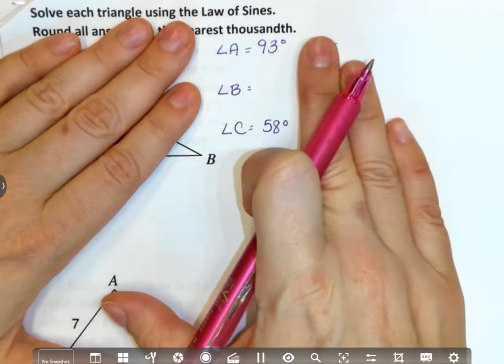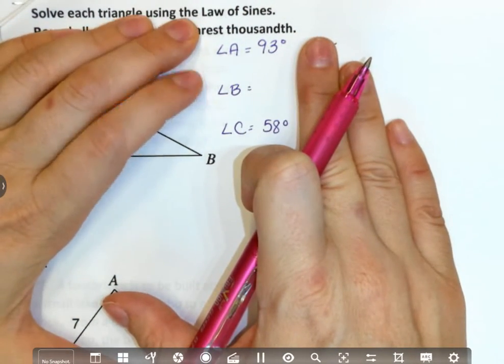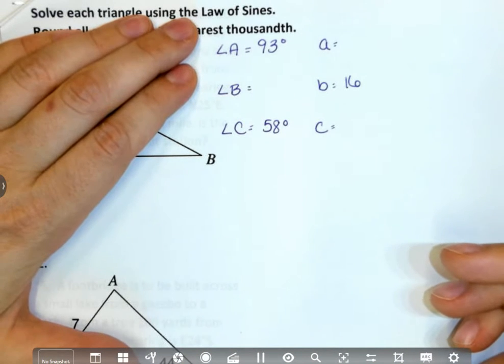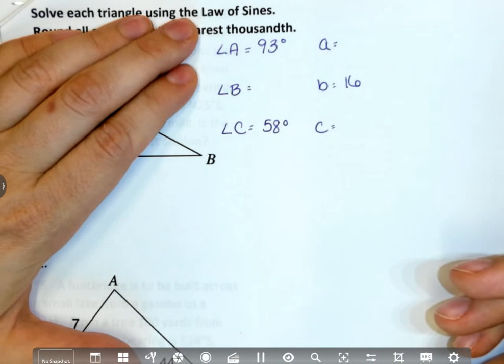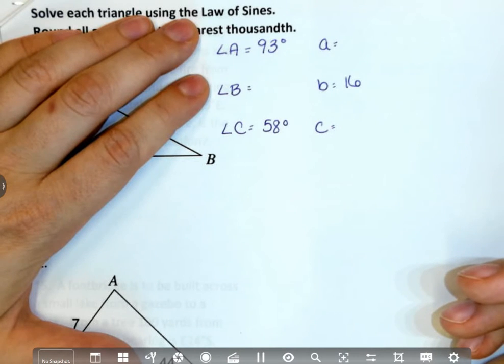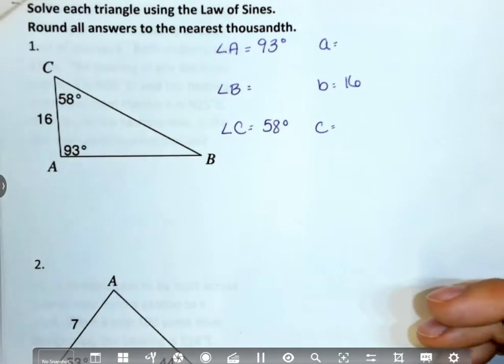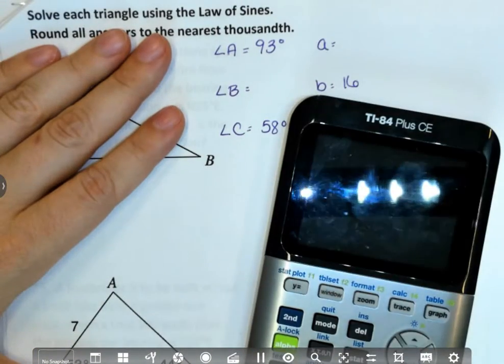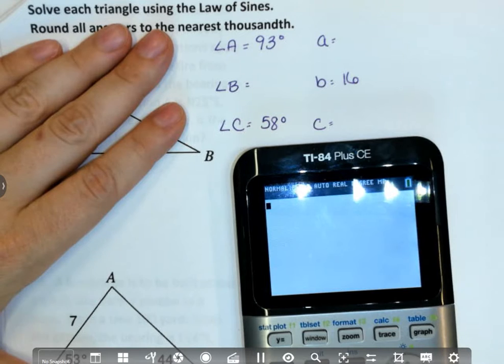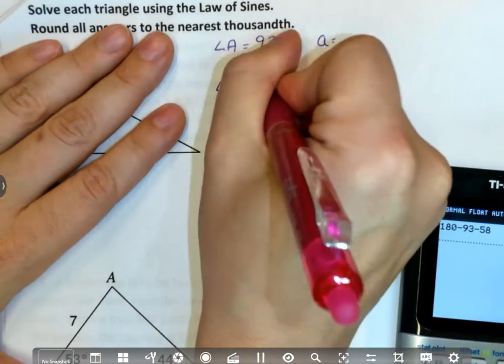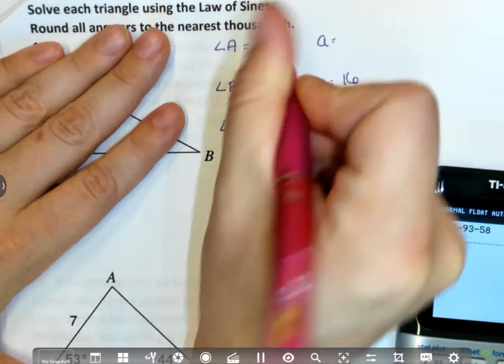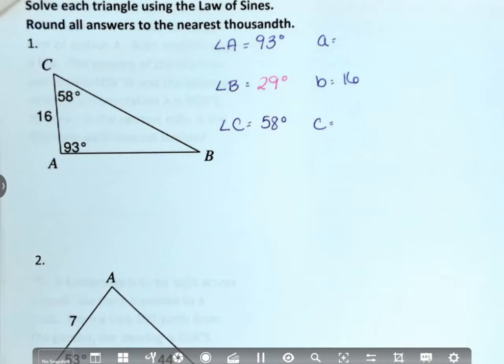Given 2 angles of a triangle, how can I find the third? Just subtract from 180. So I'm just going to take my calculator because I don't want to do it in my head. 180 minus 93 minus 58. Boom. Angle B is 29 degrees.